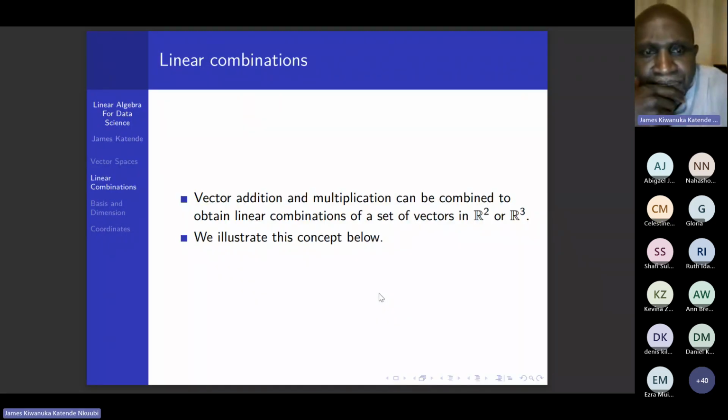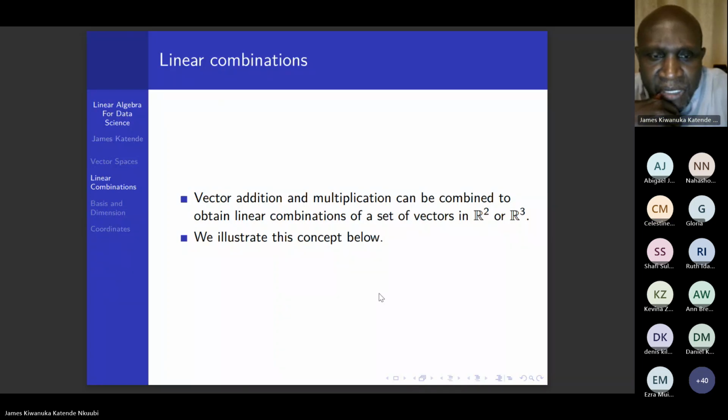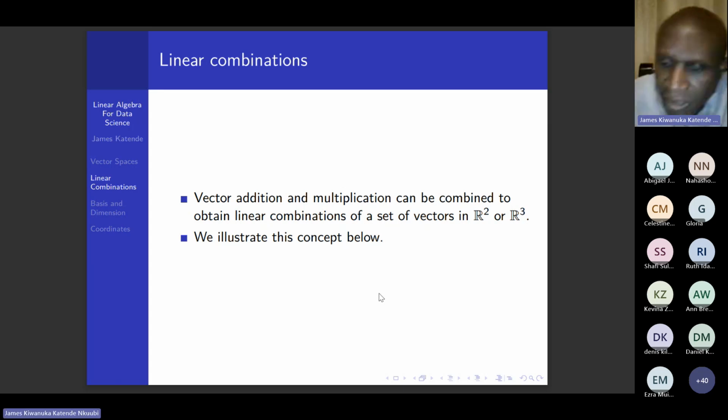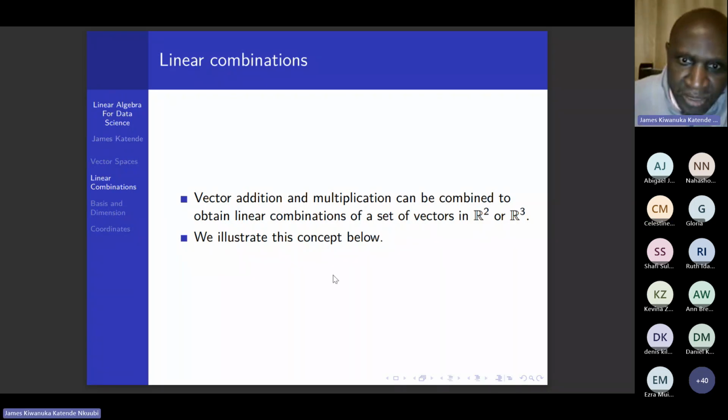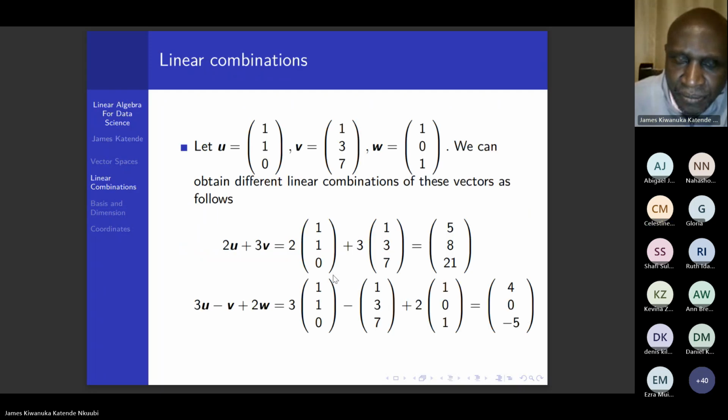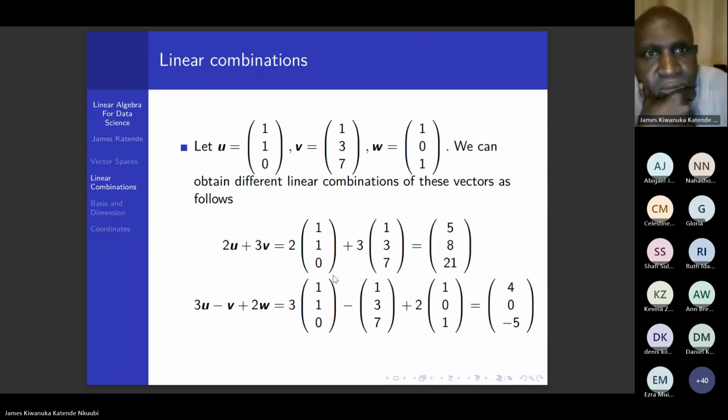So now we look at, once you have some vectors and scalars, it's possible to construct new vectors. And that process can be done using linear combinations. We're about to define those. This can be done in any dimension, but we shall consider vectors in R2 and R3 for now, as we shall show in the next slide.